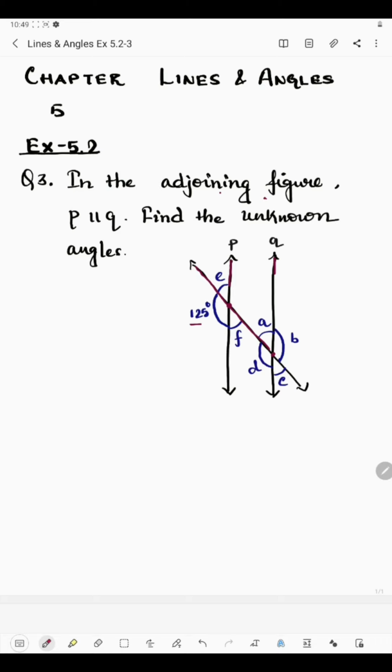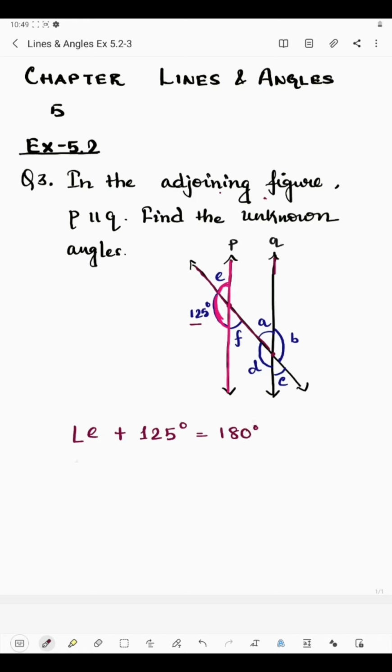Here we can see that this is a straight line, and we know that angles forming a straight line make 180 degrees. So the sum of these two angles makes 180 degrees, and if the sum of two angles makes 180 degrees, then this is a linear pair. So angle E plus 125 degrees is equal to 180 degrees.